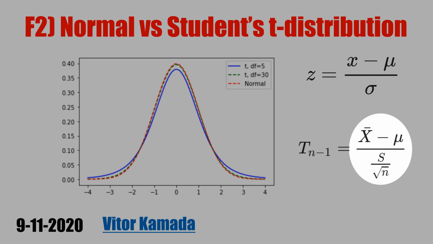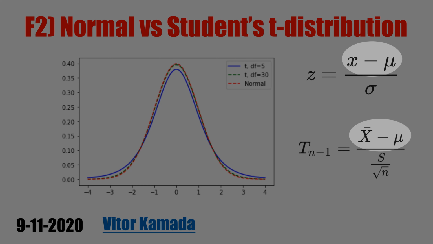The ratio here looks similar to z. This x bar is the mean of many random variables. You can think that I go to the population and extract many random samples, and then I average to get this x bar. This part here is pretty much equivalent to the z.